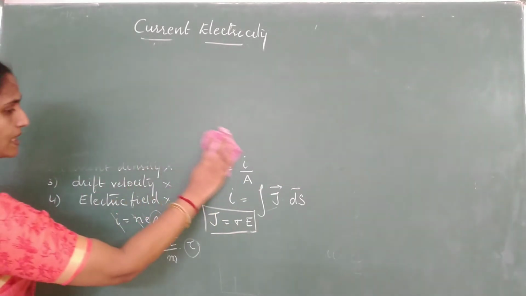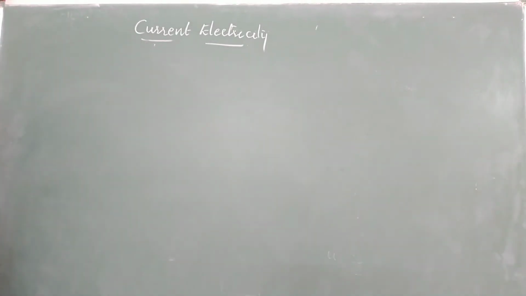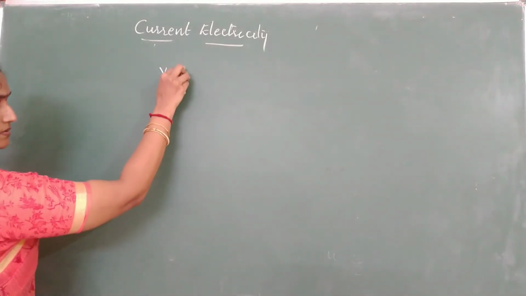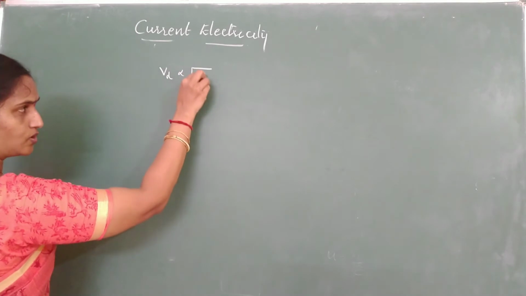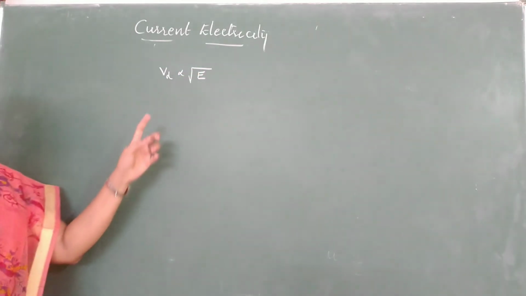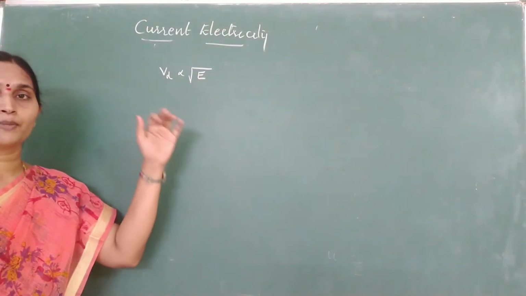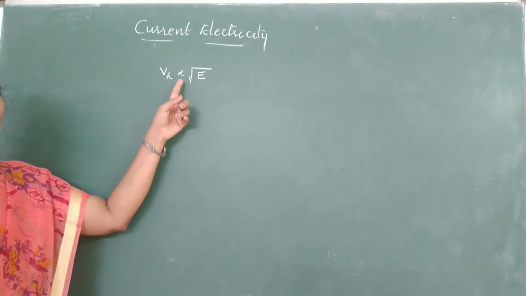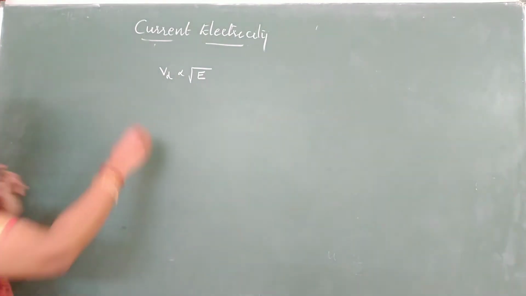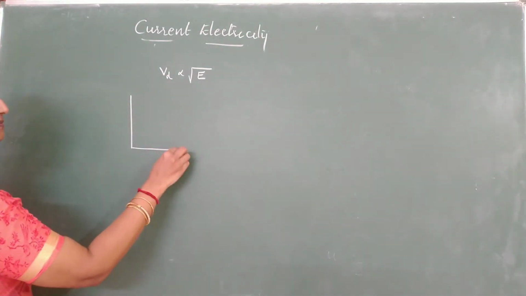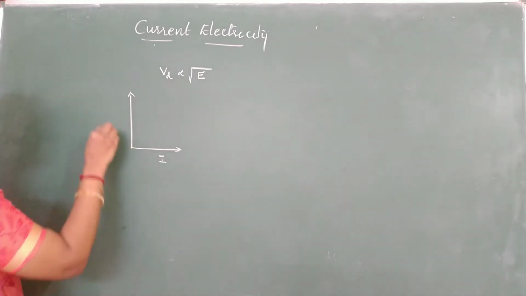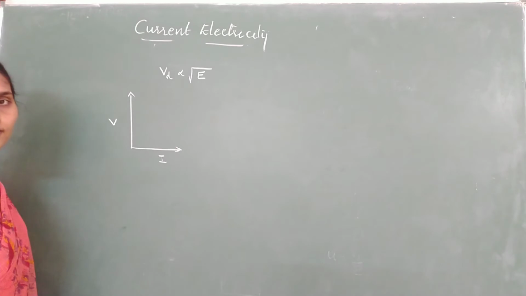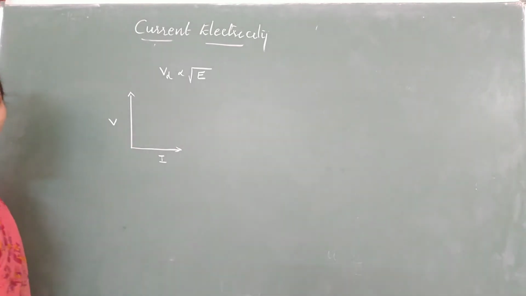Coming to this question, it is given that the drift velocity passing through a conductor of uniform cross section is related to the electric field according to this relation. I repeat the question. Area of cross section is constant for the conductor. If drift velocity is proportional to square root of E, what is the nature of I versus V graph? Here I took I on the x-axis and potential difference on the y-axis. We need a graph between these two.